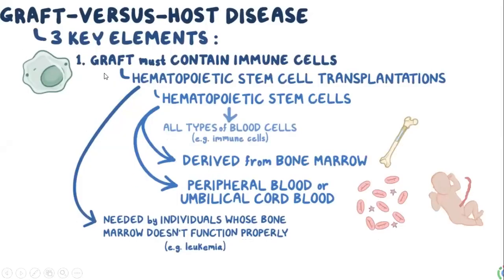So again, three key elements the graft brings. The graft must contain competent immune cells coming from either hematopoietic stem cell transplantation, bone marrow, peripheral blood, or umbilical cord. You usually do this kind of transplantation for leukemia patients, where their own system is not making enough white blood cells or red blood cells. So they are not functioning properly, and you need a bone marrow transplant to make the blood function normally.